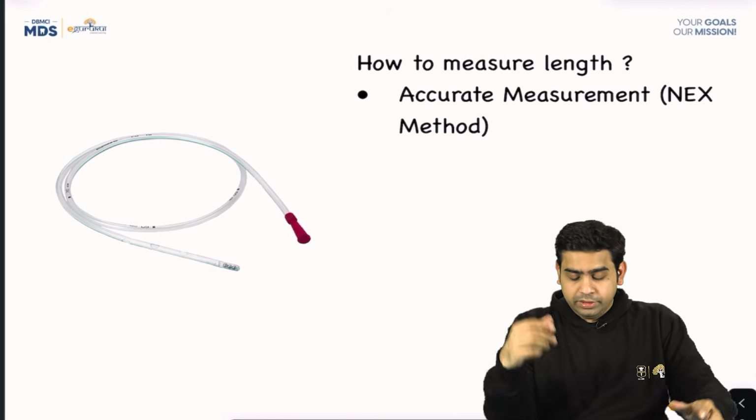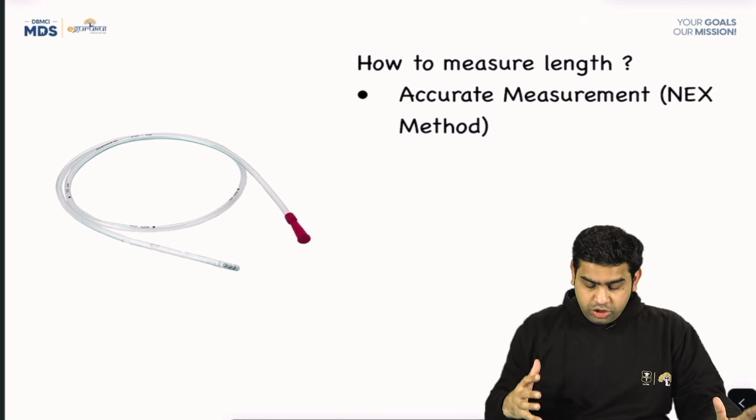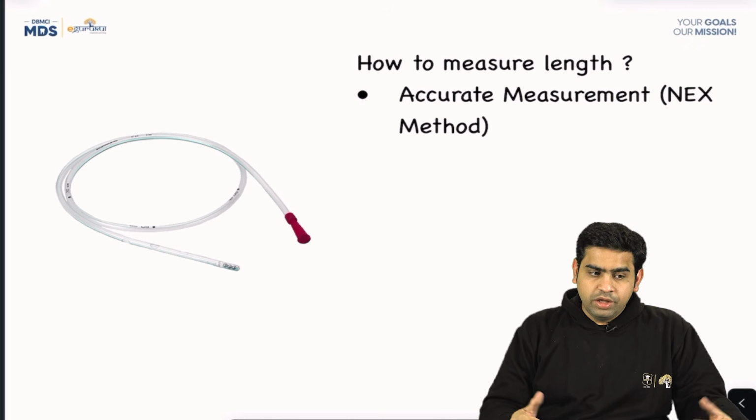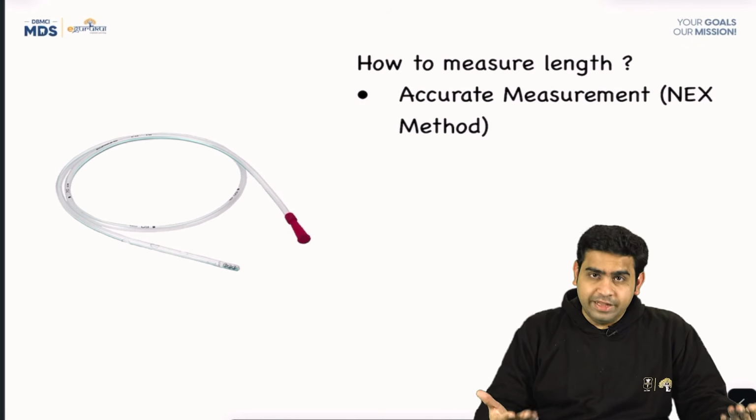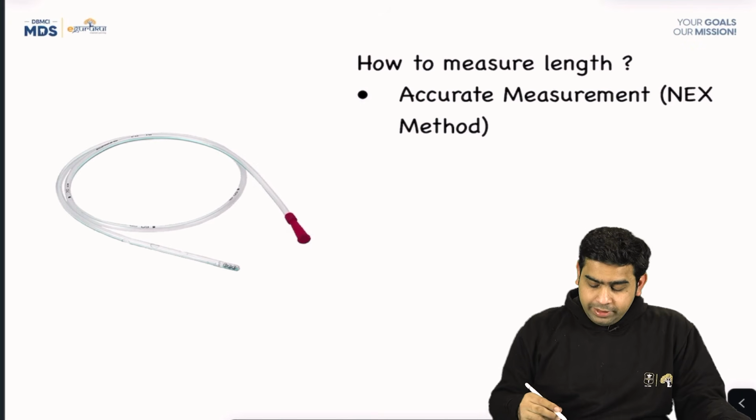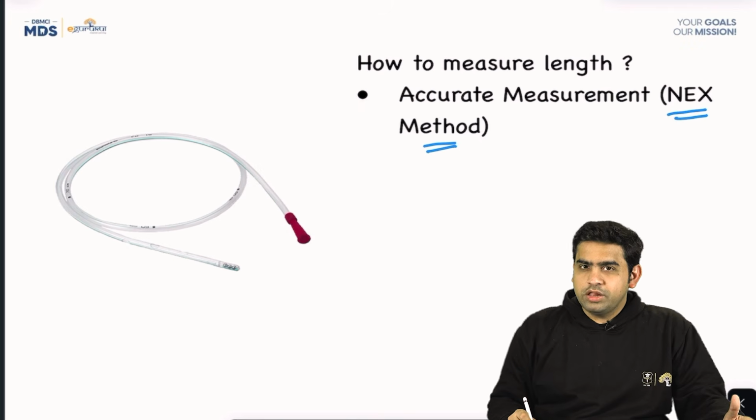Now, there are many questions which come from this particular nasogastric tube. They like to ask you, how are you going to calculate the length? Because every person is different, every person's height is different. So what they're trying to ask you is, how do you calculate the length? In order to calculate the length, there is something which is called the NEX method. What is this NEX method?